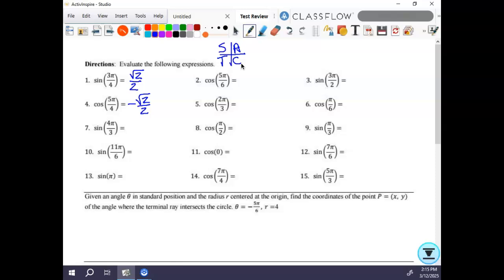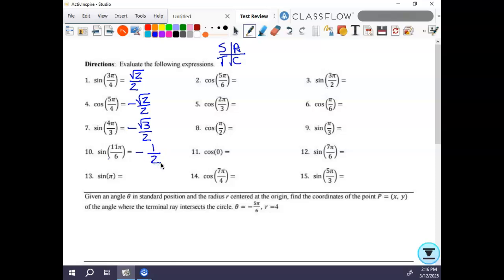Okay, so 4 pi/3. What quadrant are we in? Third. Sine is what? Negative. And then what is the sine of pi/3? Square root of 3 over 2. 11 pi/6, what quadrant are we in? Fourth. So is this going to be positive or negative? Negative. The sine of pi/6 is 1/2.